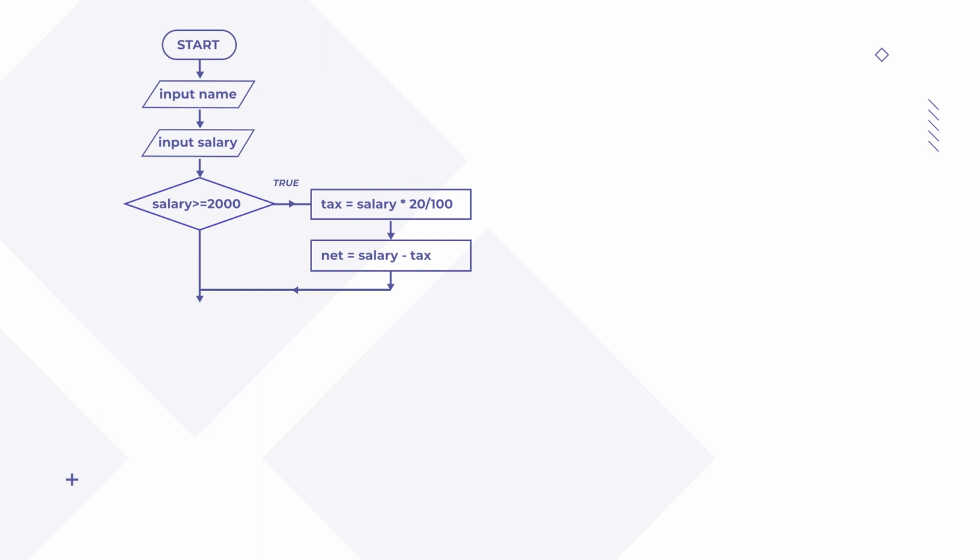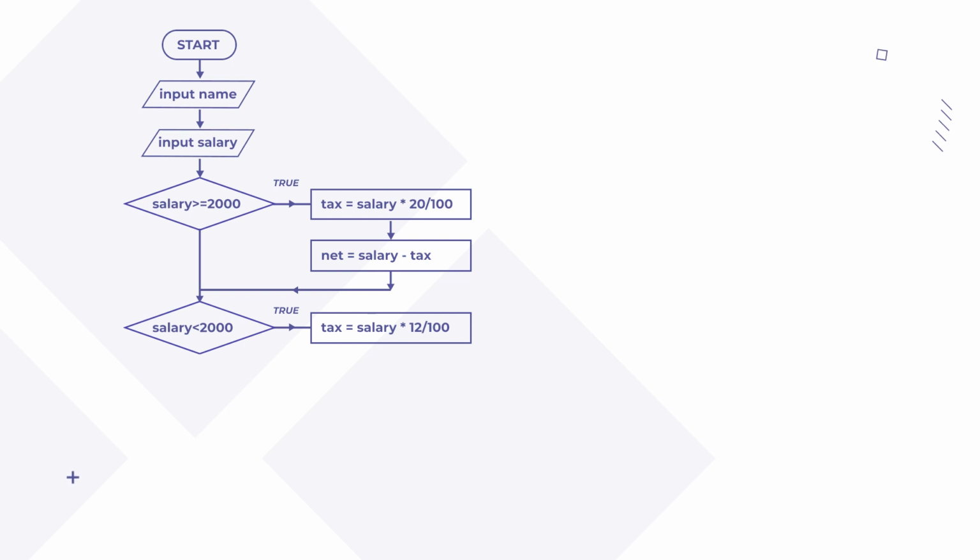After this, we need to write another condition. Here the condition will be if the salary is less than 2000, and the condition will always go in the diamond sign. Here the tax is equal to the salary multiplied by 12 divided by 100. We need to calculate the net, so net is equal to salary minus tax. And again, this is a rectangle, because this is processing.